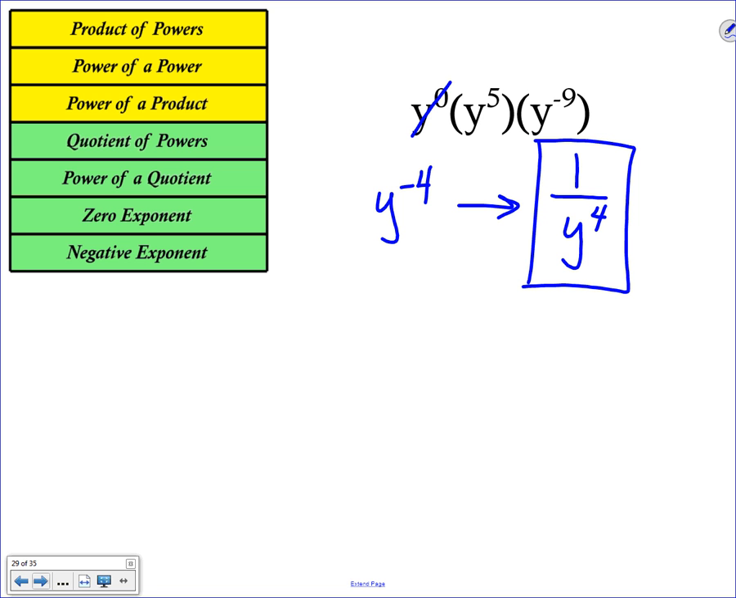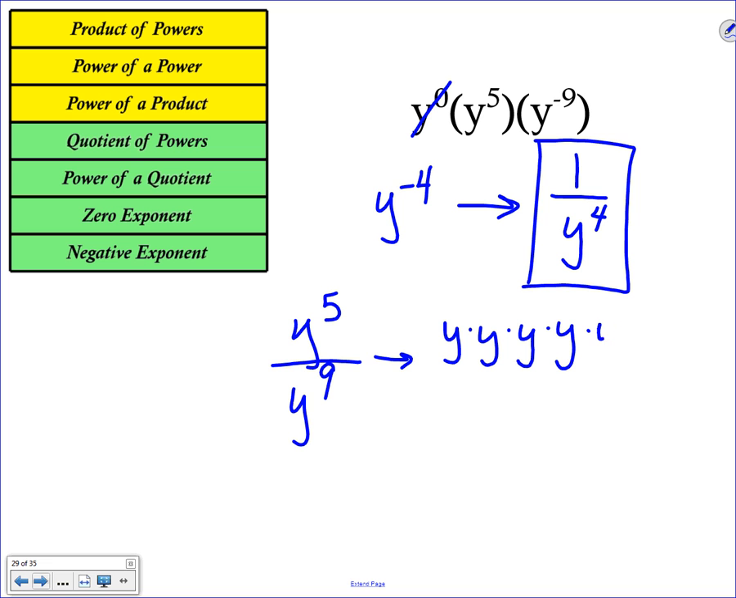I could have done the same problem by bringing the y to the negative 9th down to the denominator already, and then subtract, and I would still end up with y to the negative 4. The other way that we could look at this problem, if I expand this out, is that I have y times y times y times y times y over y times y, doing it 9 times.